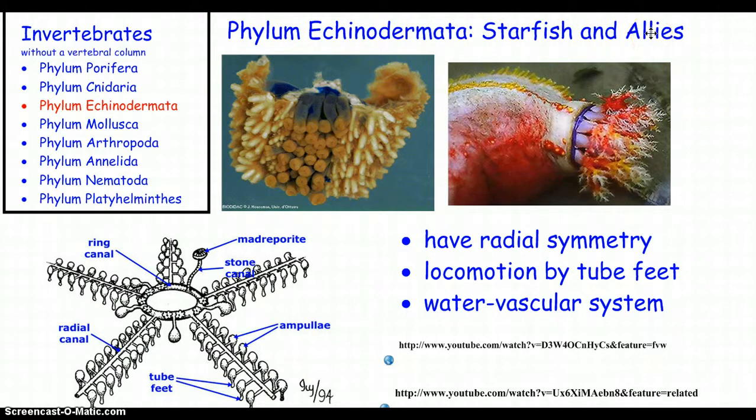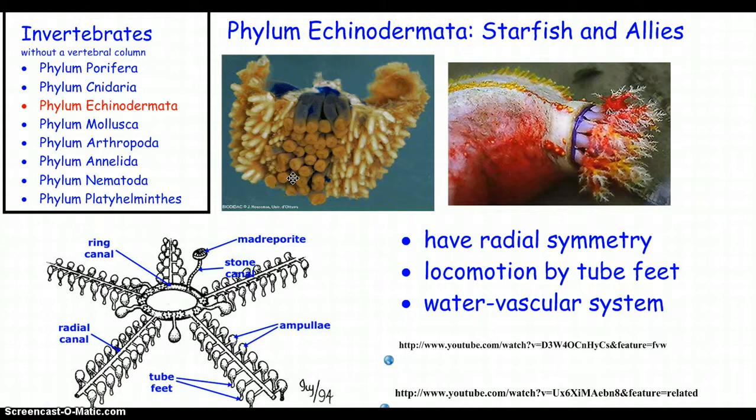There are some animals that aren't starfish that belong to this, like the sea cucumber. This is just an example of what the skeleton of a starfish looks like. Water will actually come in through the madrepore, which is on the top of the starfish. It'll go down through this canal, into the ring canal, go around, come out the radial canal, and then come out these little tube feet, which you see in this picture here.